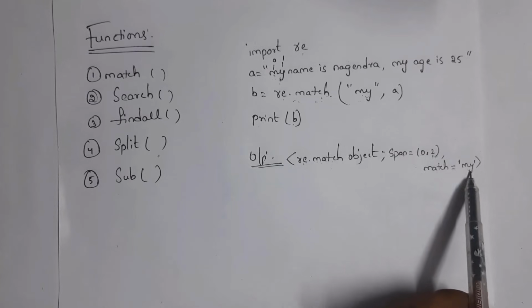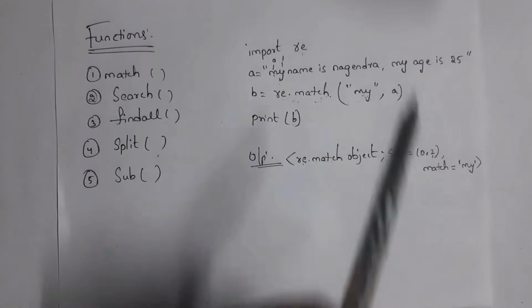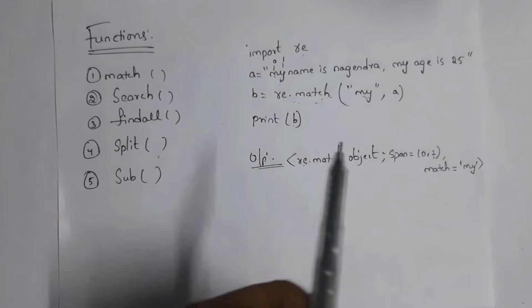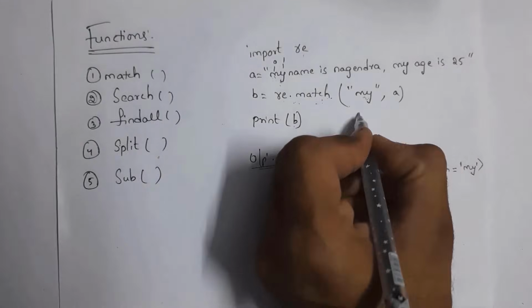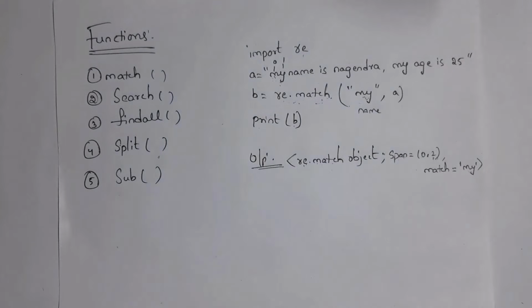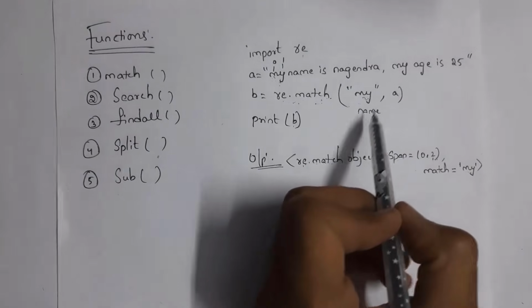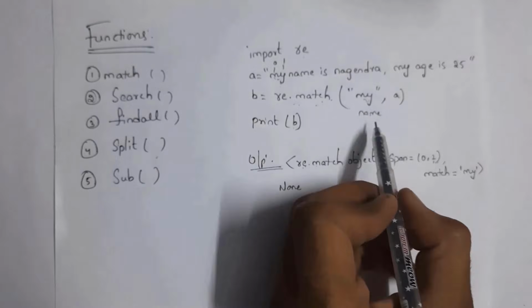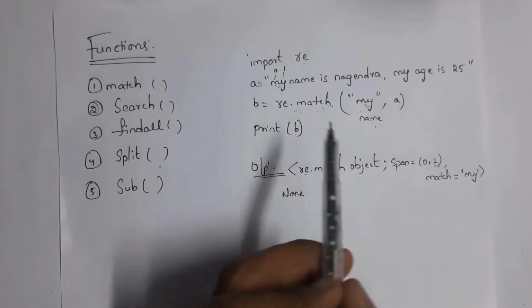Match equal to 'my'. That means we found a match, that is 'my', in index number 0, 2. Here I have written 'my'. So only if 'my' is available at first, I will get output. For example, in place of 'my', if I write here 'name', it will check whether 'name' is available at first or not. Only if 'name' is available at first, I will get output. Here 'name' is not available at first, so I will get output None. If the given characters are not available at first, then it will display None.